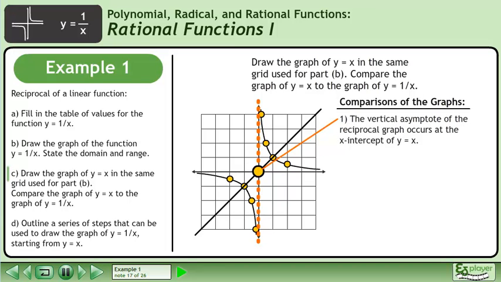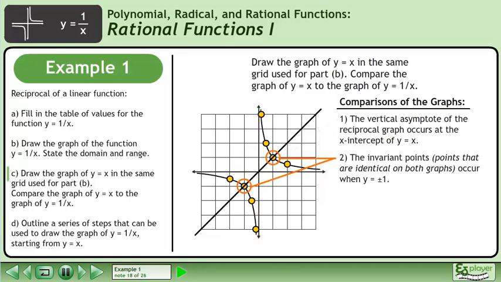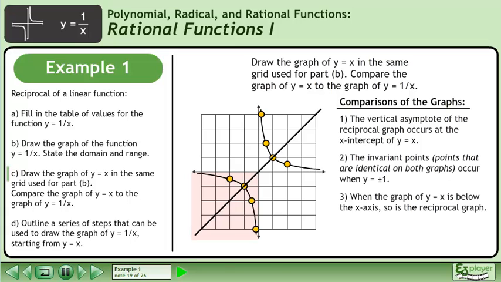First, the vertical asymptote of the reciprocal graph occurs at the x-intercept of y equals x. Second, the invariant points that are identical on both graphs occur when y equals positive or negative 1. Third, when the graph of y equals x is below the x-axis, so is the reciprocal graph. And when the graph of y equals x is above the x-axis, so is the reciprocal graph.